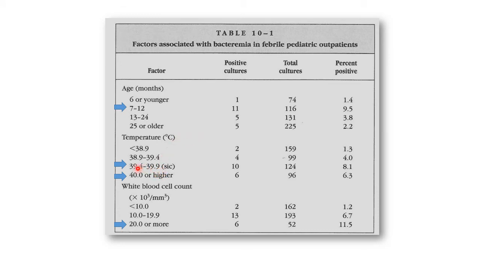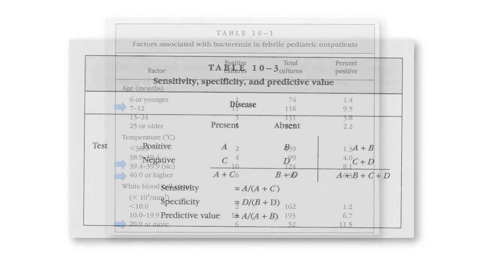You can find that 39.4 or higher tended to be associated with patients who actually did have positive cultures here, or the bacteremia, and then also looking at the white blood cell counts and tend to be associated. So these are all the things that they associated or had a significant p-value as being associated with having bacteremia, or in this case, it was defined as having a positive culture in these febrile pediatric patients.